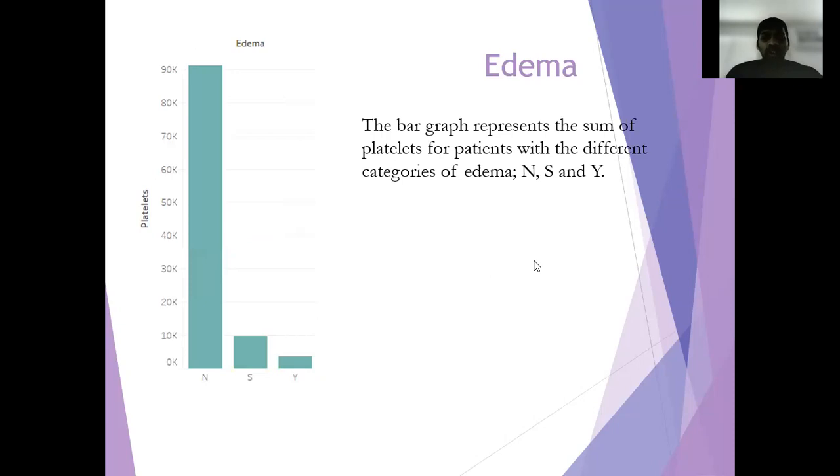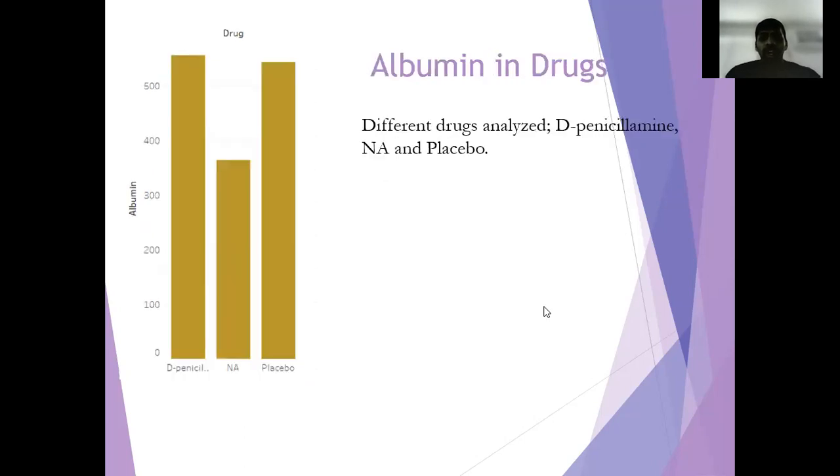In the next slide, this bar graph represents the sum of the platelets for the patients in the different categories of edema. The category Y has the least levels of platelets, and the category N leads with more than 80% of the total platelet levels. So this is what I need to compare between the edema and the platelets. So coming to the next slide.